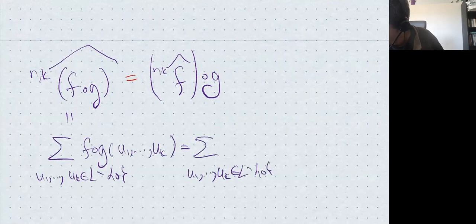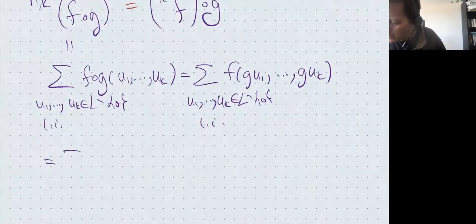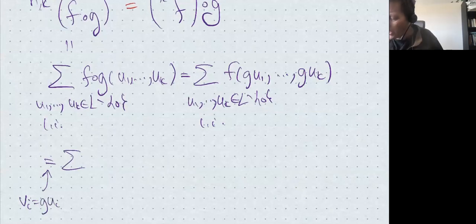I should have written linearly independent here. This is equal to this. That's just the way that SLNR acts. But this is exactly the same if I make a change of variables, Vi equals G of Ui. The Vi's are non-zero linearly independent elements of the lattice G times L.